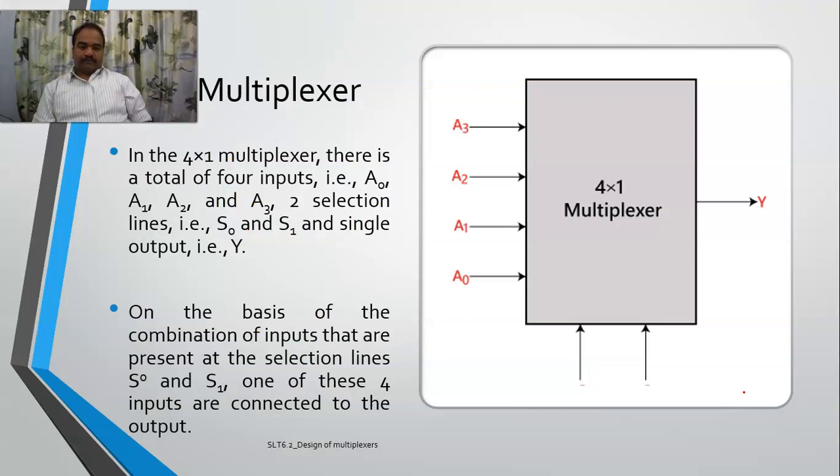Now, see this is the representation of the 4 by 1 multiplexer. So this is your block diagram. See how many inputs are there? There are 4 inputs as already mentioned. There are 2 select lines, one is S0 and the other one is S1, and 1 output. So 4 inputs A0 to A3, 2 selection lines S0 and S1, 1 output. Based upon the combination of inputs present on the selection lines, what can be the options? I told you, 0, 0, 0, 1, 1, 0, 1, 1. So based upon the selection, any one of these input lines will be connected to the output.